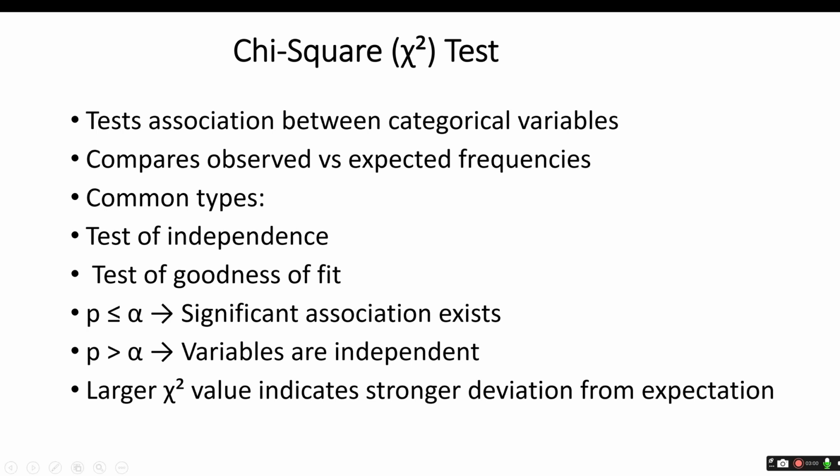So one thing you need to note down here: when the p-value is less than 0.05, this alpha value, there is a significant association. And if it is more than 0.05, the variables are independent. There is no significant association.